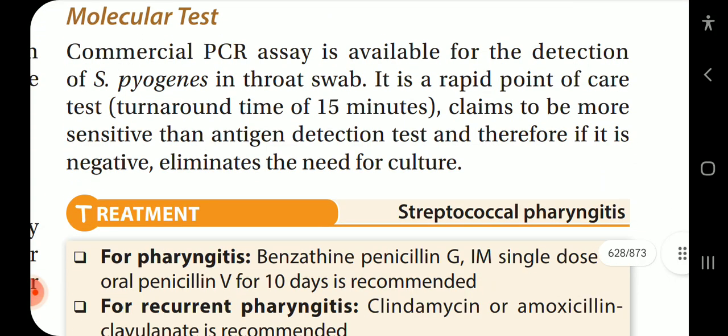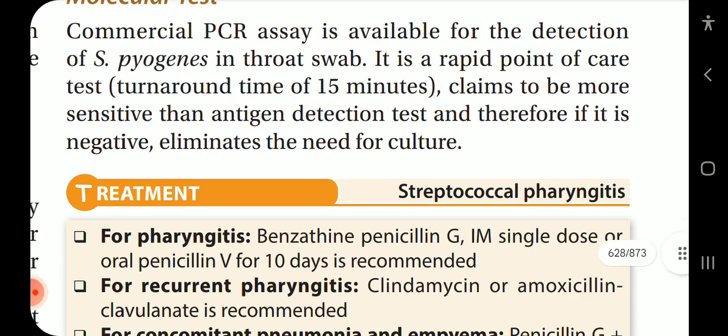Molecular test. Commercial PCR assays are available for the detection of Streptococcus pyogenes in throat swab. It is a rapid point of care test, turnaround time of 15 minutes, claims to be more sensitive than antigen detection tests, and therefore, if it is negative, eliminates the need for culture.